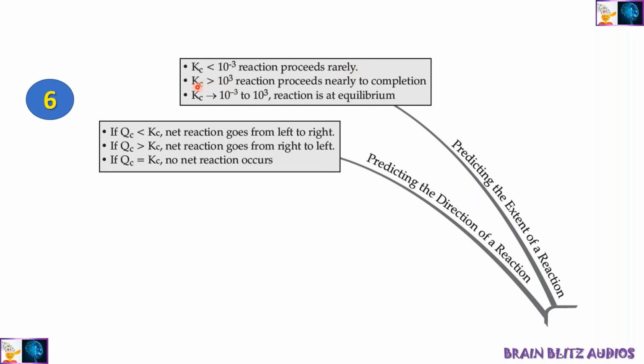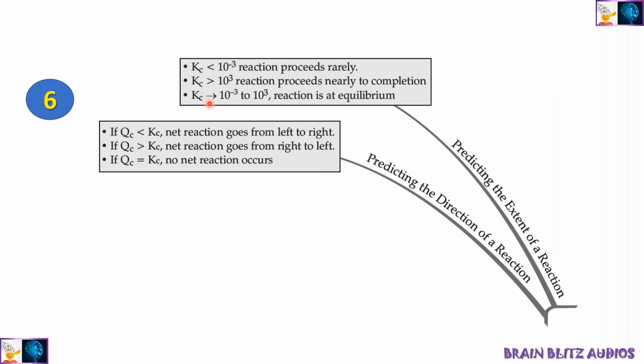But if Kc, the equilibrium constant, is greater than 10 raised to 3, it's greater than the order of 1000, the reaction proceeds nearly to completion. So in this scenario, there will be a lot more products than the reactants. The products nearly dominate the equilibrium state, so much so that in some cases, the reactants are not even found out.